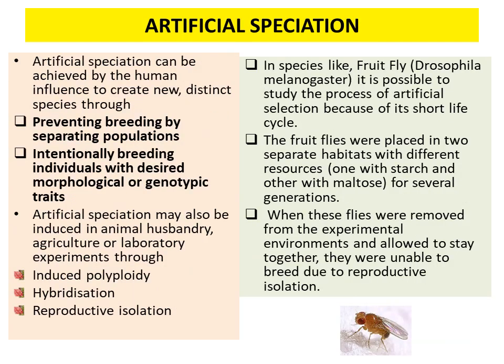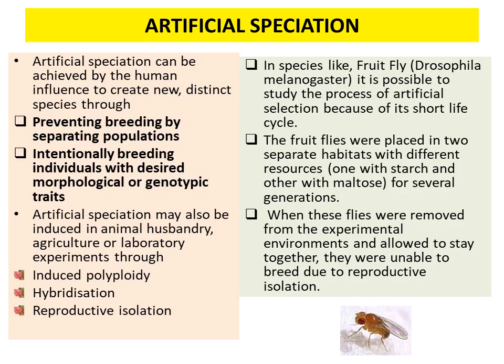Now coming to artificial speciation. Artificial speciation is because of human efforts, right? Either by preventing breeding, by separating populations, or intentionally breeding individuals of desired characters. So artificial speciation may also be induced in animal husbandry, agriculture or laboratory experiments through induced polyploidy, hybridization or reproductive isolation. A good example is the fruit fly, Drosophila melanogaster.